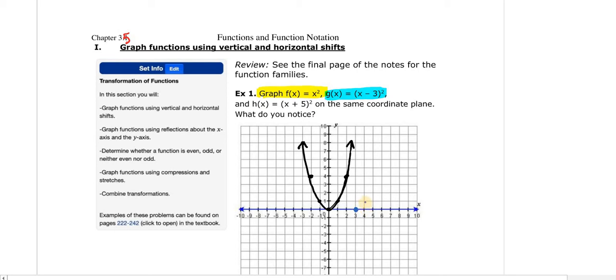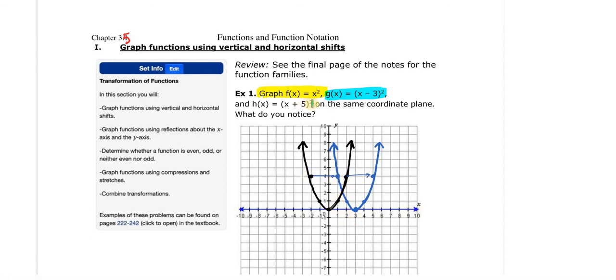If you plug 4 into the function, you're going to get an outcome of 1. If you plug 2, you get an outcome of 1. If you plug 5 into the function, you get an outcome of 4. If you plug 1, you get an outcome of 4. So this is the new function. As you see, it's just the parent function moved to the right 3 units. If you notice any of these points, just move to the right 3 units. Any of these points move to the right 3 units.